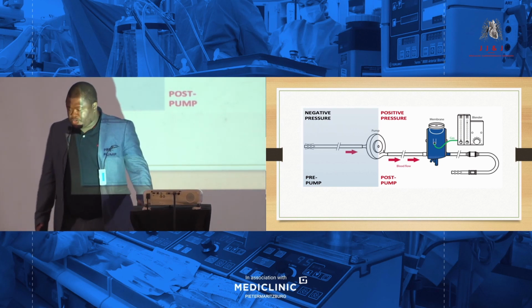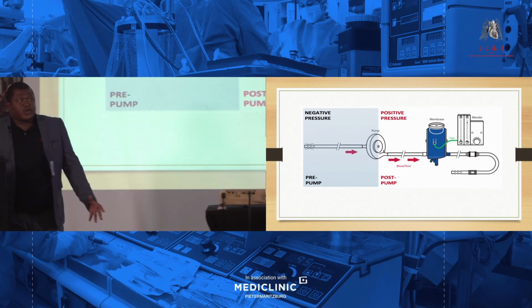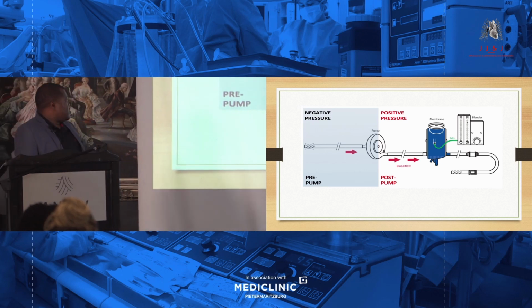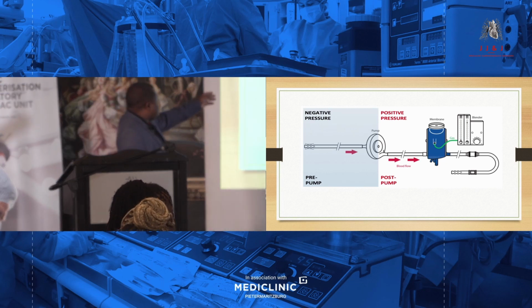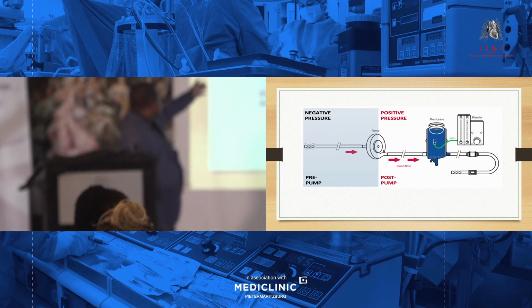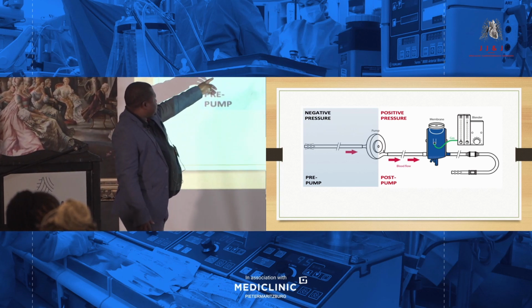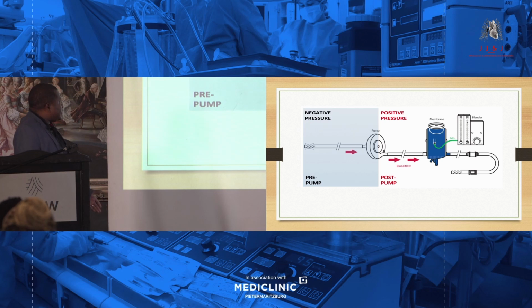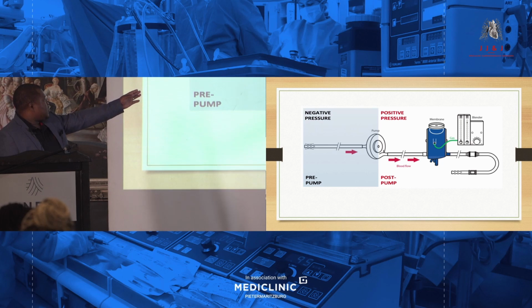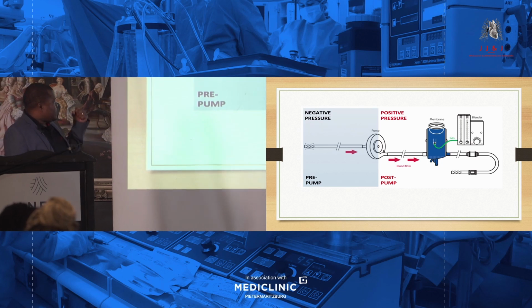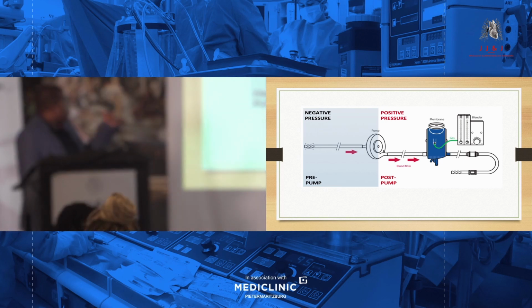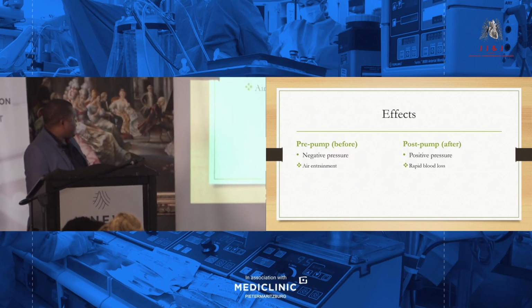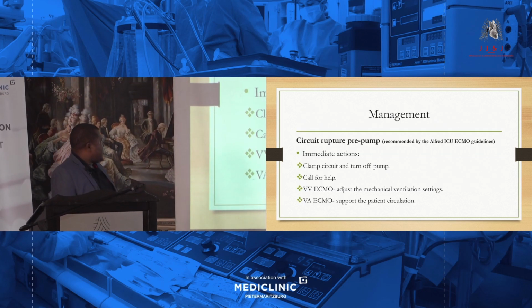So now, what do you do in these situations where you have a breach? If you look at this picture, on the pre-pump region there's negative pressure. If there's a breach there, it will cause air entrainment to enter the system. And that's your post-pump region. You see there's positive pressure. That will make you lose blood from the system. If you go to the previous slide. Okay, next slide. And then the other slide.